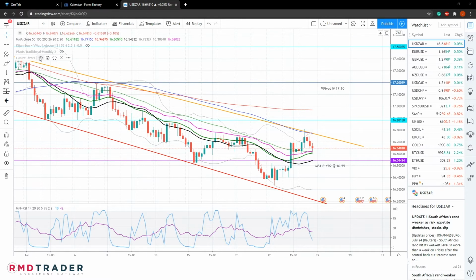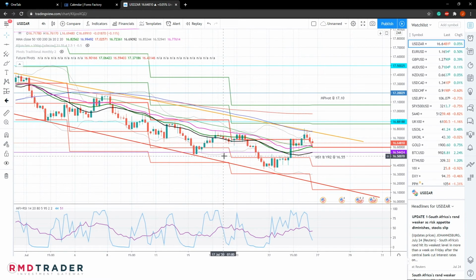And just looking at our weekly pivots, we can see that the new weekly pivot for this week is calculating at the same level around 16 Rand 60. And this means that if we can stay above this level, there is a chance that we might break above this area of resistance. Of course, we need to get above this 100 SMA on the 4-hour, and that might take us then to around about the 17 Rand 10 level, which is our monthly pivot level.